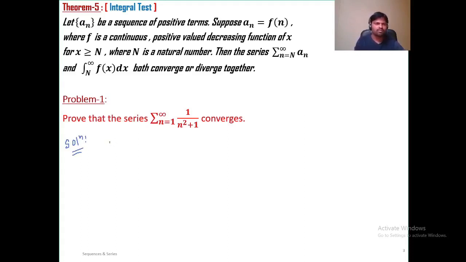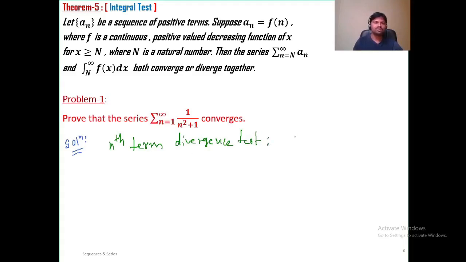First, we have seen the nth term divergence test. Now we are discussing the problem after the integral test, so you immediately apply the integral test. But if the same problem comes in an exam, which test will you apply? You have to verify like this. First we have the nth term divergence test.